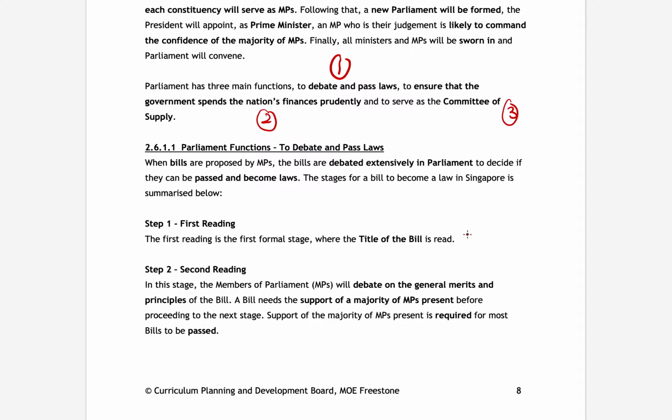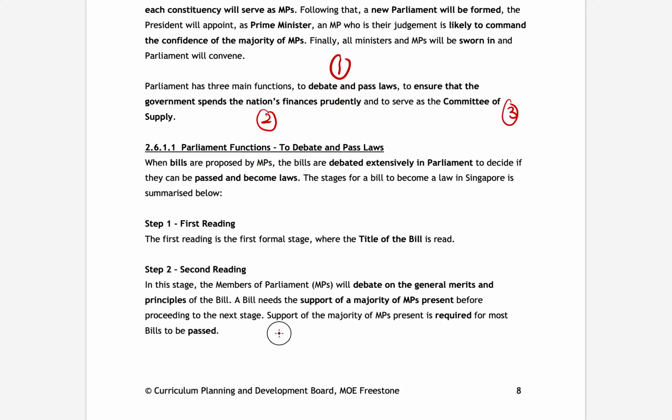So MPs will talk about how this bill is good in this area, it does talk about this and that. Some people may say this bill needs to be amended here, this language is not clear or whatever. A bill will need the support of a majority of MPs present before it can proceed to the next stage. So the support of a majority of MPs is required for most of the bills to be passed.